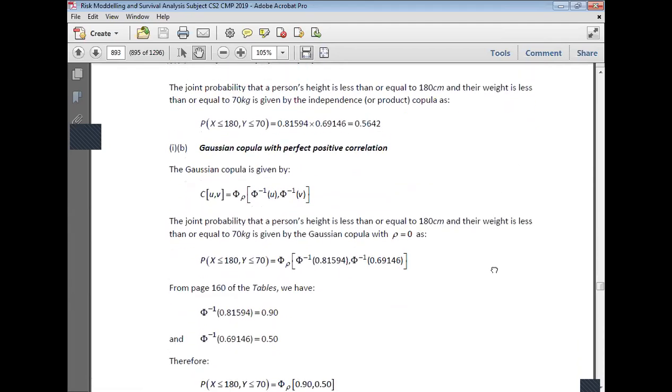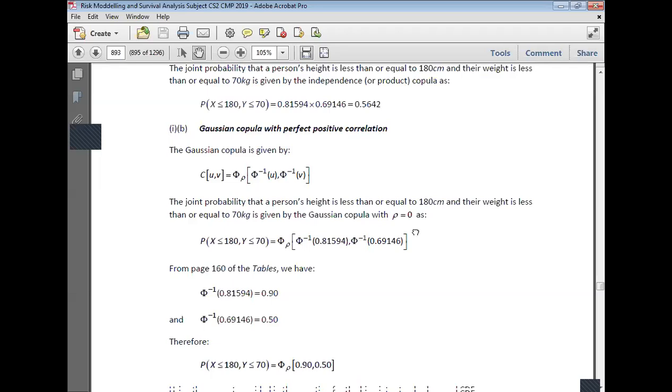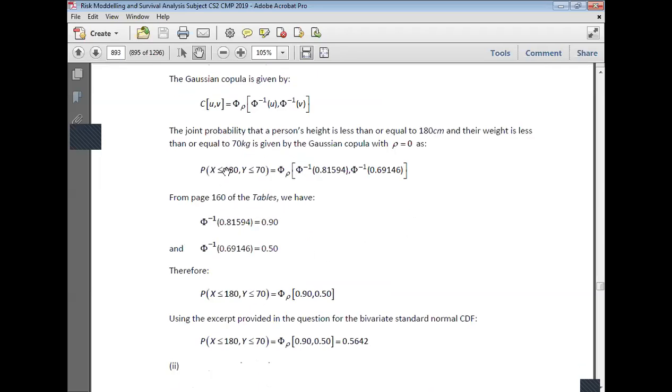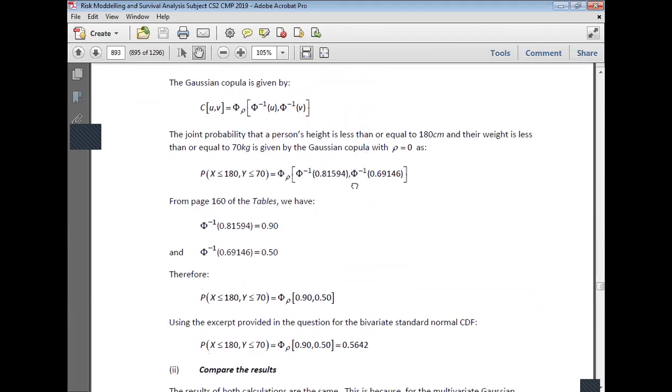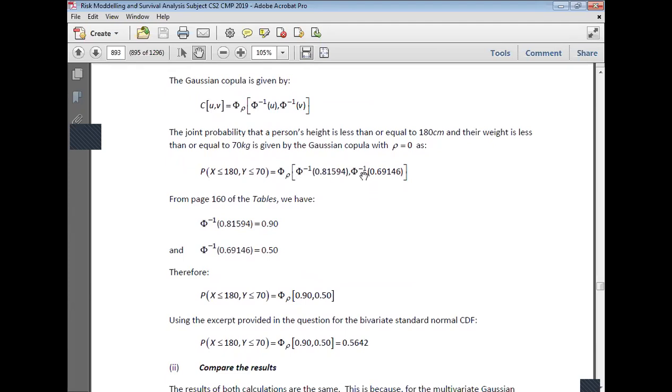All right. So what we have to do is measure the probability that these guys' height will be less than or equal to 180 and simultaneously its weight will also be less than or equal to 70. So you just substitute the values of u and v correspondingly in the function that you have here. Using the tables, this is again standard normal, and this is also standard normal. So you just get the values for these, and from the tables booklet you will get this as 0.9 and this as 0.5. And now you have this thing.